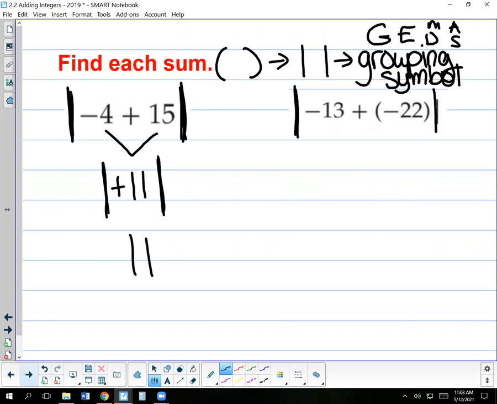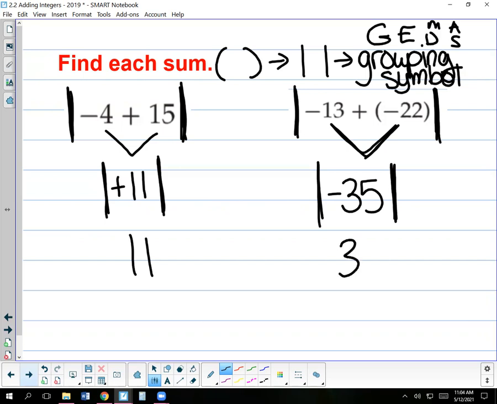Do what's inside of the parentheses first, or well, grouping symbols, right? Same side or different side? Same. So what are we gonna do with those 2 numbers? Add them, which gives me 35, but it's a negative 35, right? Because they're all bad. And then I take the absolute value, which means how far is negative 35 from 0? 35 is your final answer.